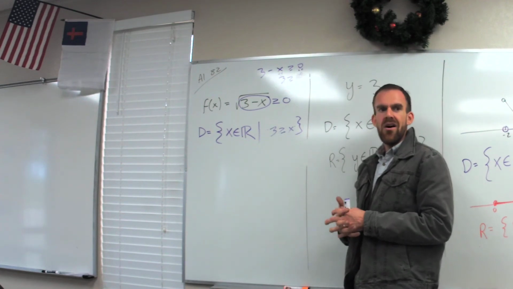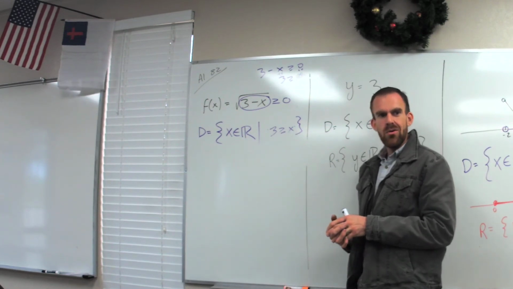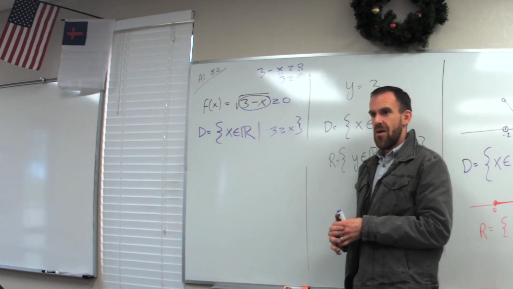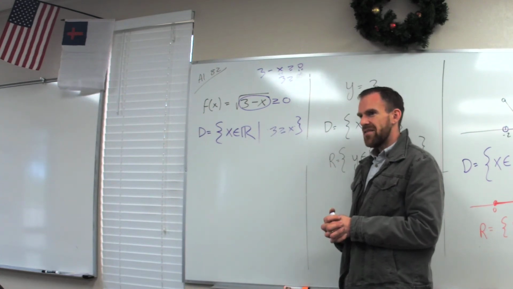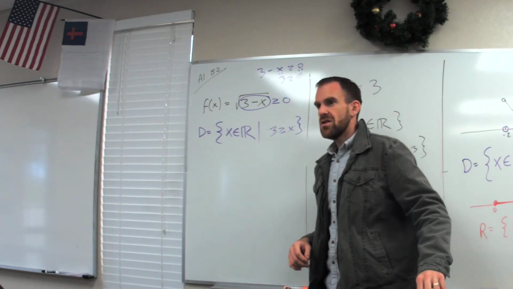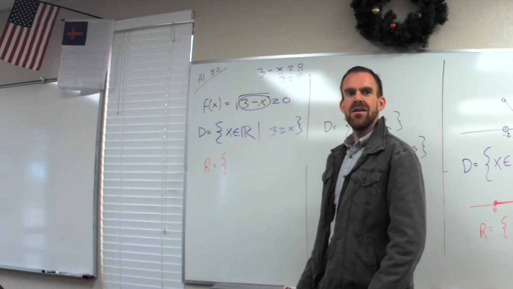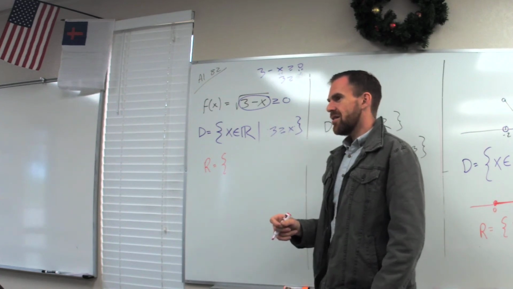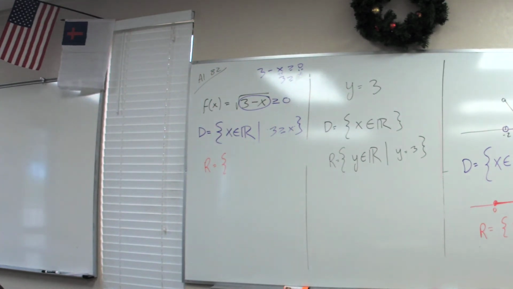I understand. Now, let me ask this question. If you're only allowed to plug in 0 or positive numbers, what numbers can you get out of a square root? What's the lowest number you can get out? 0. And will you ever have negative numbers out? No. So for your square root problems, your range is always going to be, until we change it later, range goes with y.